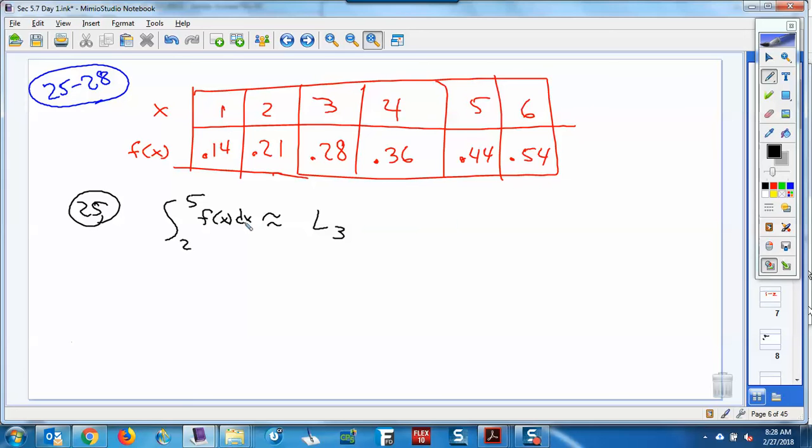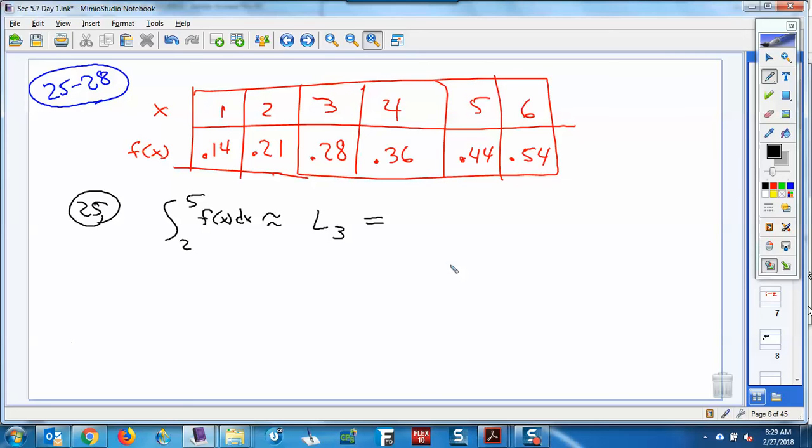So we want to do an L3. Well, what's the first thing we do? What's the first thing we did yesterday? If we want to write an R4 or R100 or whatever, what do we do? Find delta x, the width. It doesn't matter what the function's given as. It doesn't matter if it's an equation, a table, or a graph. You still go through the same process.